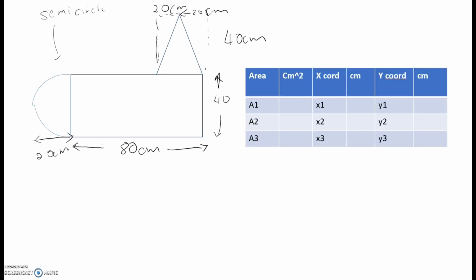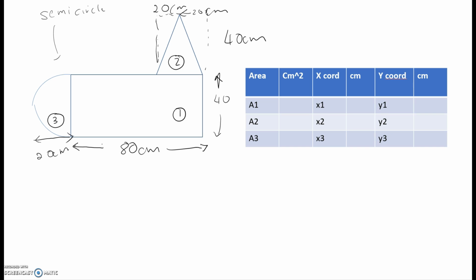Now here's a complicated shape. It's got a semicircle on the end of a rectangle which has a triangle popped on the top. So let's name the areas that we're going to look at. Let's call this 1, call this 2, and call this 3. So what we need to do is find A1, X1, Y1 and so on.